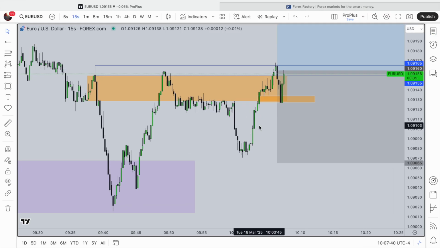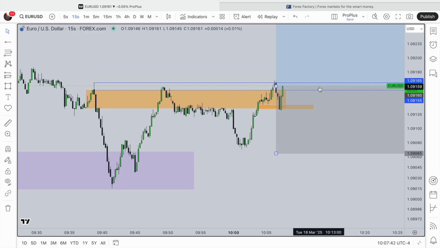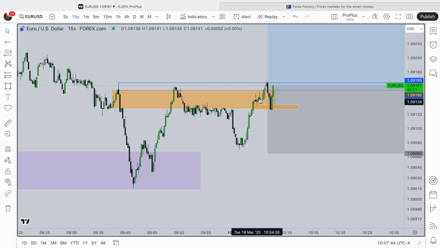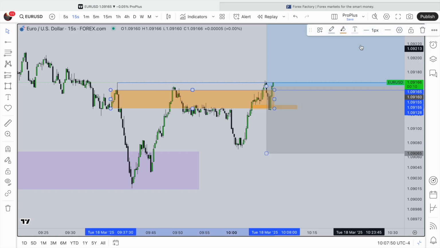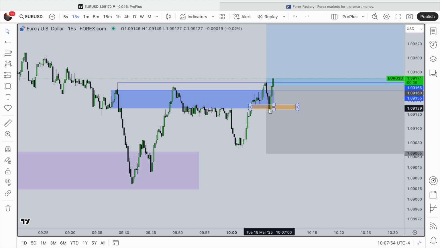Okay, so I'm in. I missed that entry there. Well, my entry was here, that fair value gap. Price pulled down into this breaker here, into that fair value gap there. So that should have been my entry there. I literally just missed it, just because I wasn't looking, like properly concentrating.